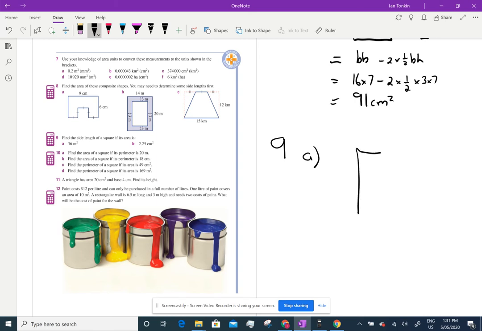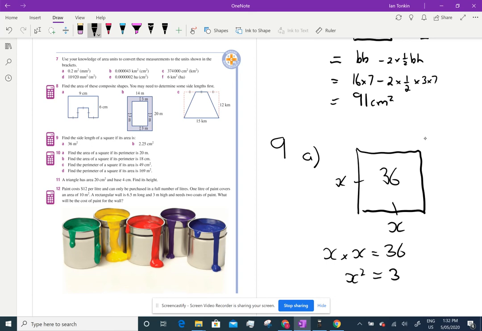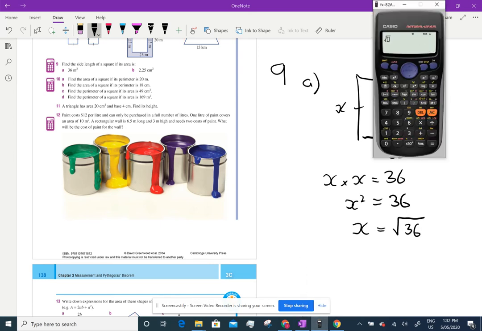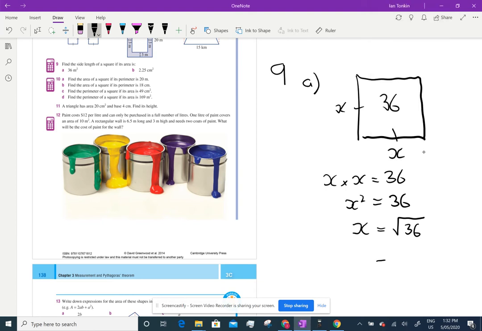So here's a square, and it's got these two lengths here. Because they're the same, and the area is 36. Well, I know that x times x equals 36. So that's x squared equals 36. And we've just finished Pythagoras, so we know how to undo squaring. We just square root. Square root of 36. Go to my calculator, and it's 6. So the side length of a square that has an area of 36 is 6.